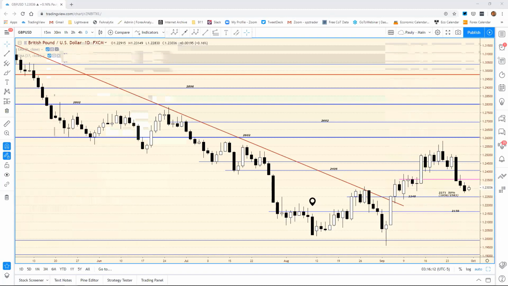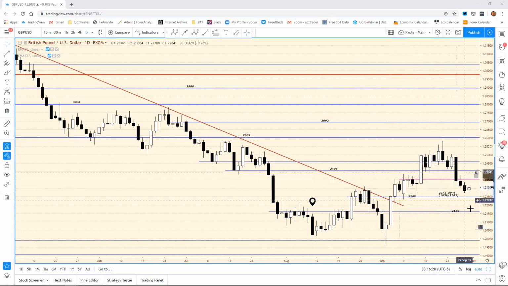And it says cable is pared back to the 2271, which is a 50% of 1959 to 2583. So 50% back of this area here, after a 600 pip rally. Immediate support comes in at 2248. You can see the 2248 for short covering, with additional support at 2206. Resistance is 2354. You can see right here the pink line, the 2354.